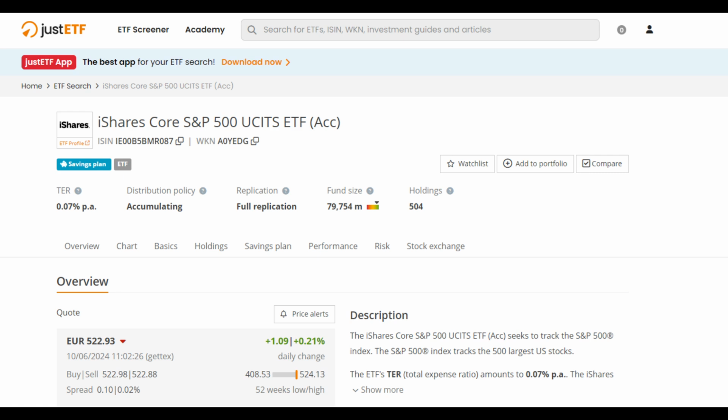For my European friends who don't have access to that ETF, you also have a lot of options to choose from. Here is the biggest and most popular one, the iShares Core S&P 500 UCITS ETF.